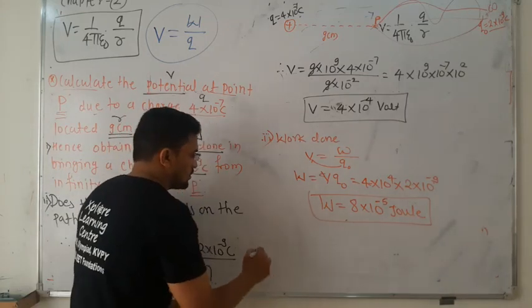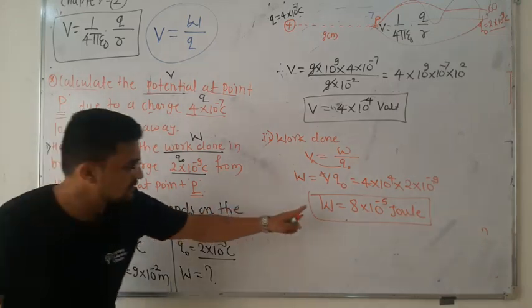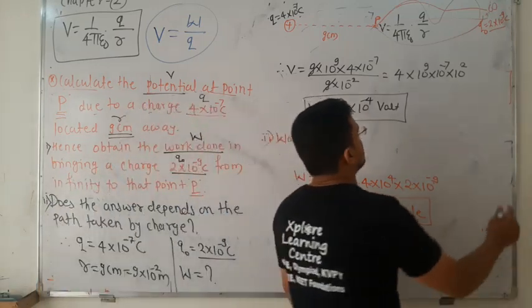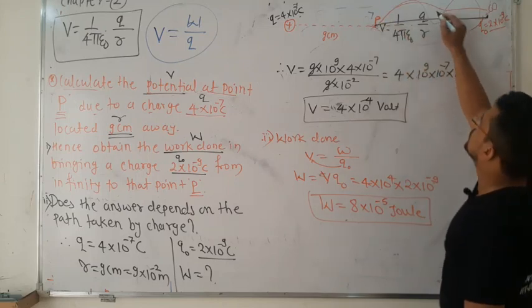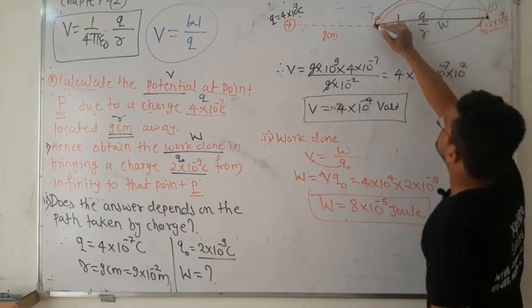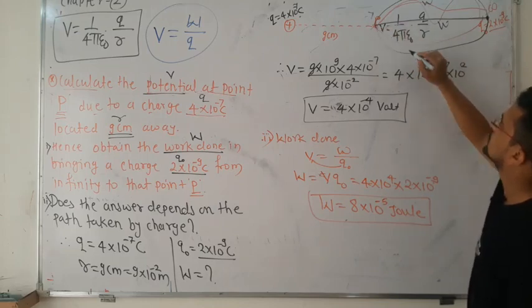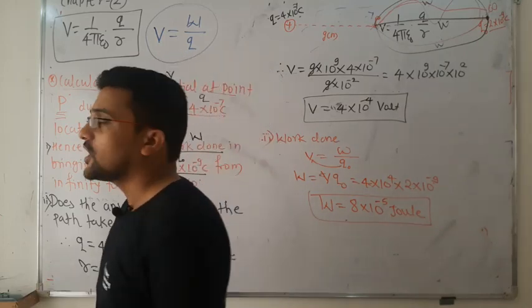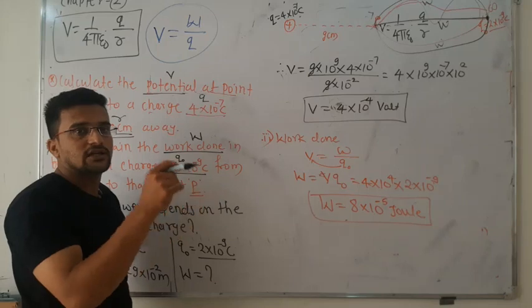Next, third question is: does the answer depend on the path taken by the charge? If I bring this q naught charge from infinity in a straight line, the work done will be W. If I bring it in this other path, work done is again the same. If I bring it in this path, work done will be the same. So work done does not depend on how the charge is brought from infinity to that point. It only depends on the initial position and the final position.